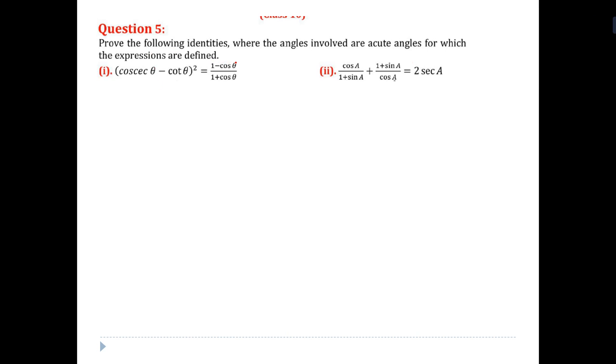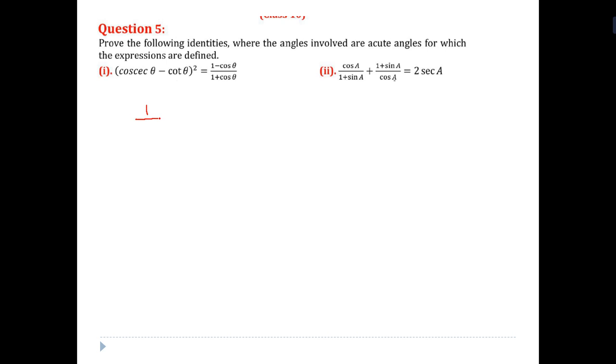Prove that the following identity, where the angles involved are acute angles for which the expressions are defined. So this type of proof may be asked in the exam. First of all, what we have discussed: everything should be converted into sin and cos. पहले क्या बताया गया है कि जो भी ट्रिग्नोमेट्रिक फंक्शंस है उसको sin cos में कन्वर्ट करेंगे.